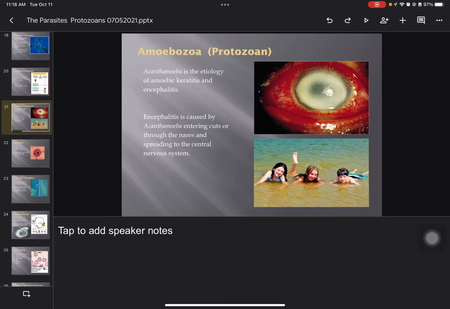And that's what happened with this young lady. As she had the infection of the eye, the amoeba also moved into the brain. And while they were worried about the eye, the amoeba in the brain took over. She died.